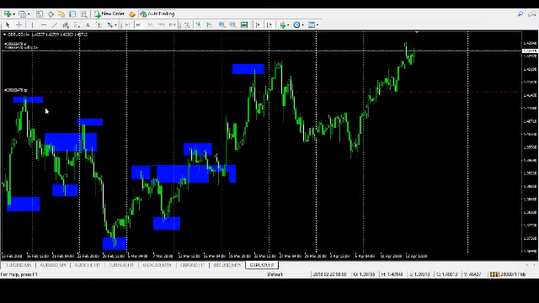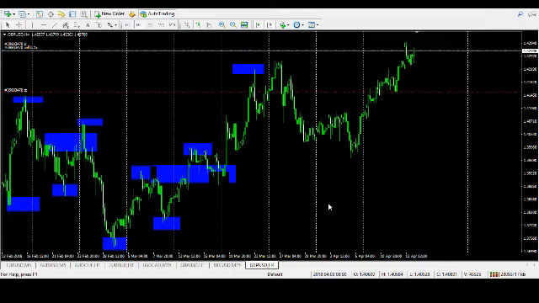Notice how each new week retests or separates and just uses the previous week's high and low for it to move. Alright, that's just a quick breakdown on the 4-hour chart.